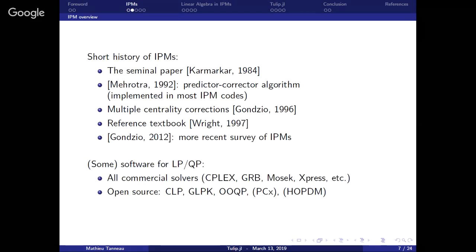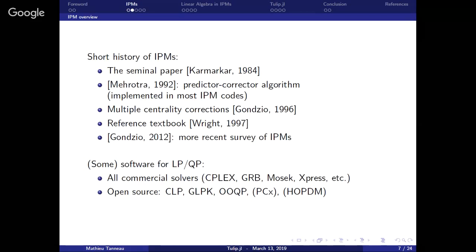And then open source software also has interior points implemented, such as CLP or GLPK, although CLP and GLPK do not have a very high performance interior point. CLP is mainly a simplex algorithm, and they added an interior point afterwards, but they're not the best algorithms and implementations you could find.